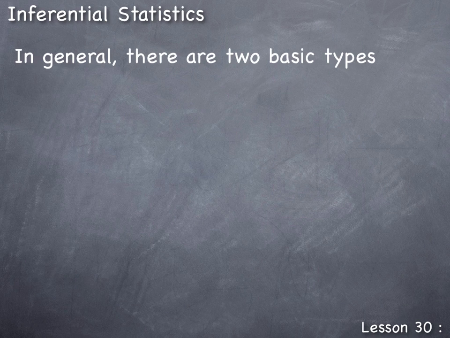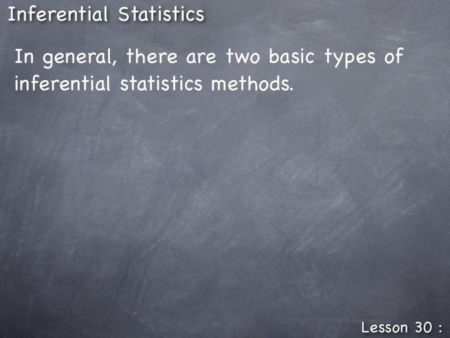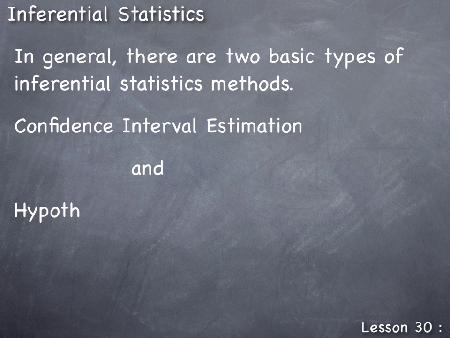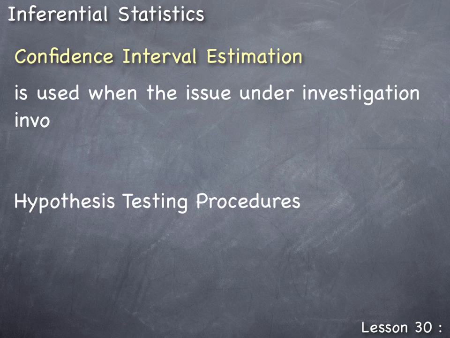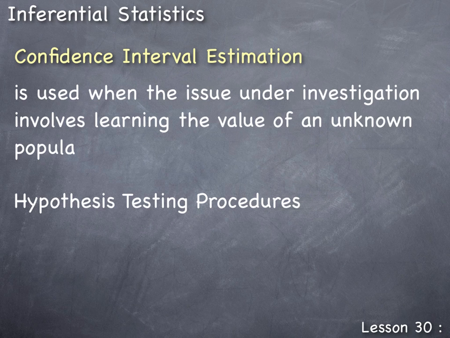In general, there are two basic types of inferential statistics methods: confidence interval estimation and hypothesis testing procedures. Confidence interval estimation is used when the issue under investigation involves learning the value of an unknown population parameter. That is, we have no idea what the value of the population parameter is ahead of time, so we can estimate it using confidence interval techniques.